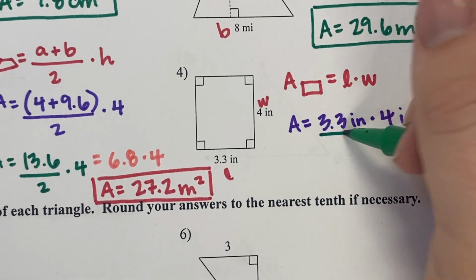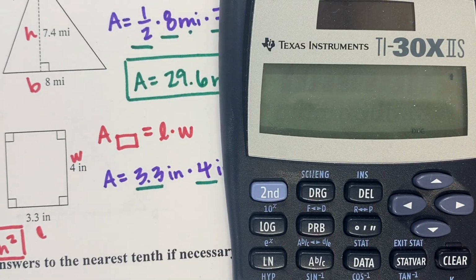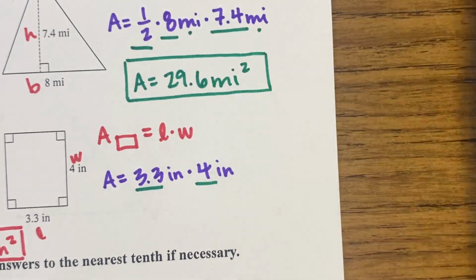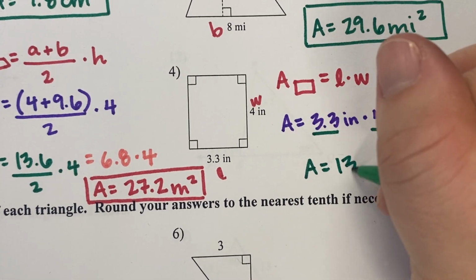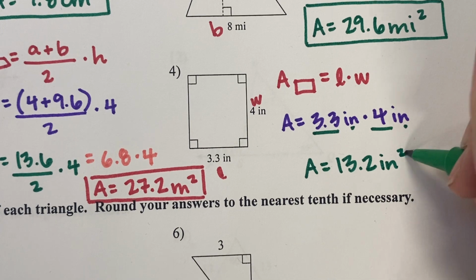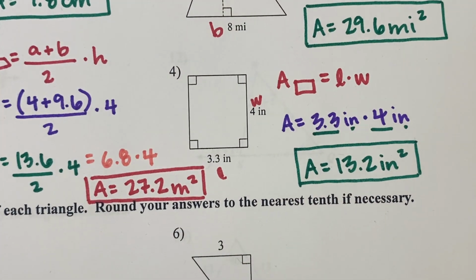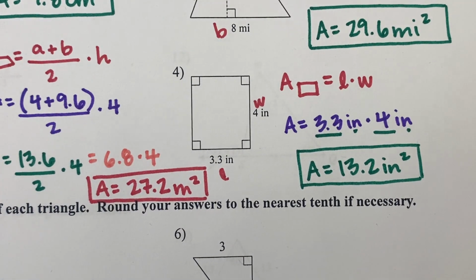I can go ahead and plug this into my calculator. 3.3 times 4 gives me 13.2. So I have my area for this guy is 13.2 inches times inches, which is where I get inches squared from. And there we go.